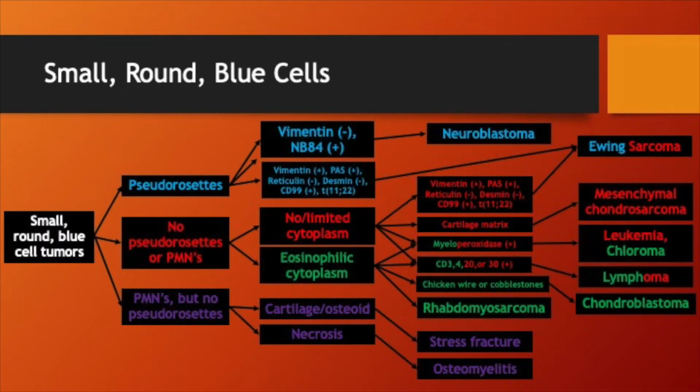The next algorithm is the small round blue cell algorithm. Again, you have to be able to look at a slide and recognize these are small round blue cells. You can reference my bone tumor and small round blue cell tumor lecture also on YouTube to help look at these and get used to this a little bit more. You also need to be able to recognize pseudo-rosettes and what those look like to be able to figure out the very next step in this algorithm, which is whether or not those are present.